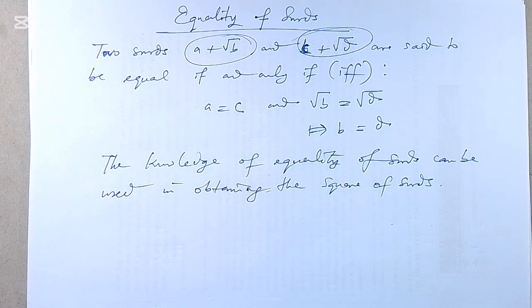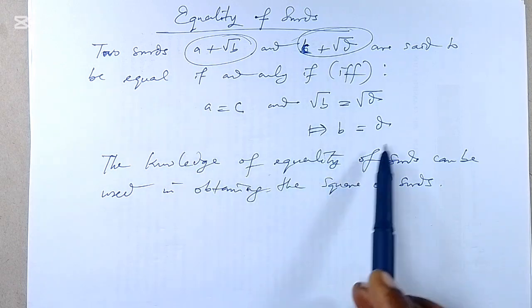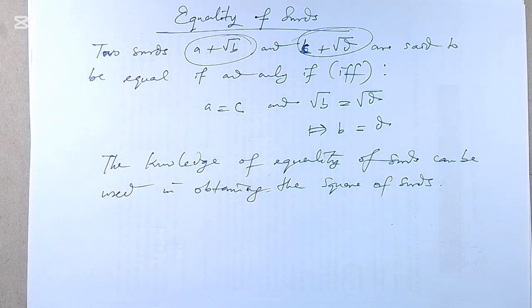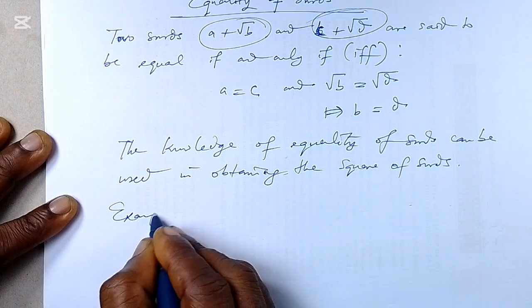It is not useless. You can actually use this knowledge of equality of surds, that two surds are equal when the following conditions hold. You can use that knowledge in finding the square root of surds. How do we do that? Let's consider this example.